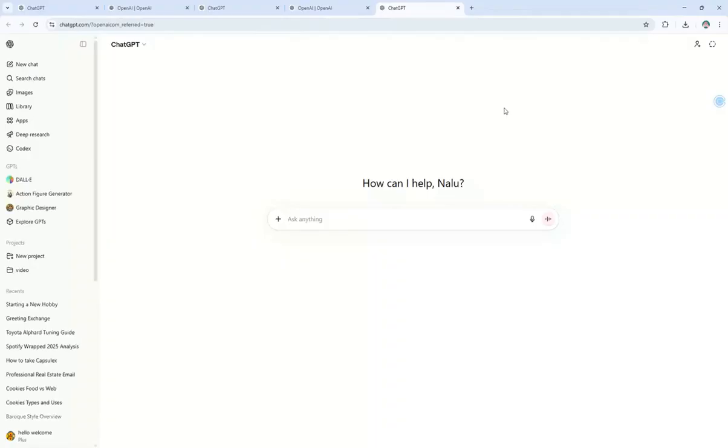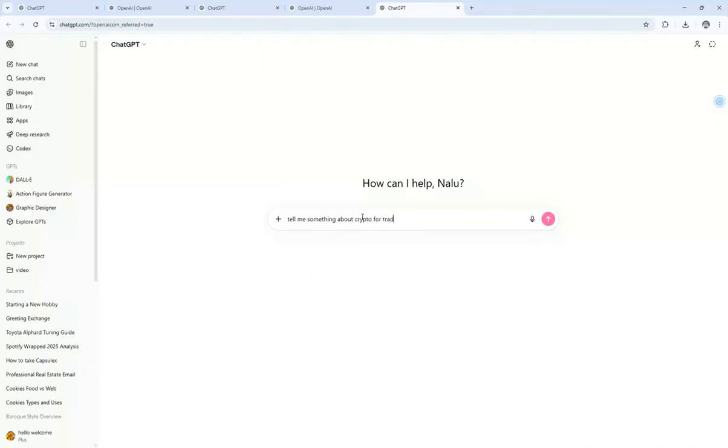Start by typing your query related to trading strategies in the chat box. You can ask for specific strategies based on current market trends, or even inquire about risk management techniques. ChatGPT will provide you with a detailed analysis and suggestions. Make sure to specify the type of trading you're interested in, whether it's stocks, forex, or cryptocurrencies, as this helps the AI tailor its responses to your needs.